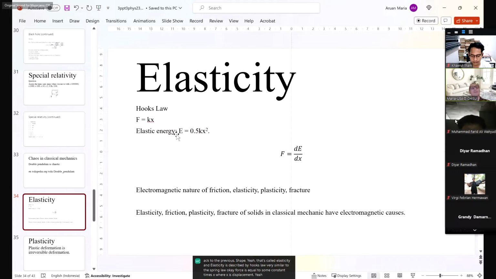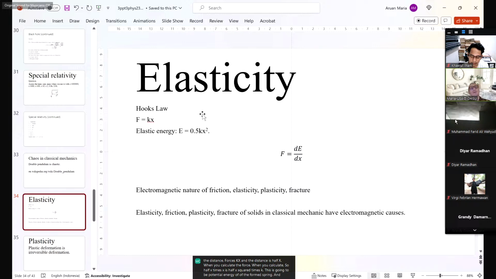And elastic energy, just like kinetic energy, elastic potential energy is going to be half of kx squared, right? We know that the work is going to be force times the distance. Force is kx and the distance is half x when you calculate the integral. So half x times x is half x squared times k. This is going to be the potential energy of a deformed spring.